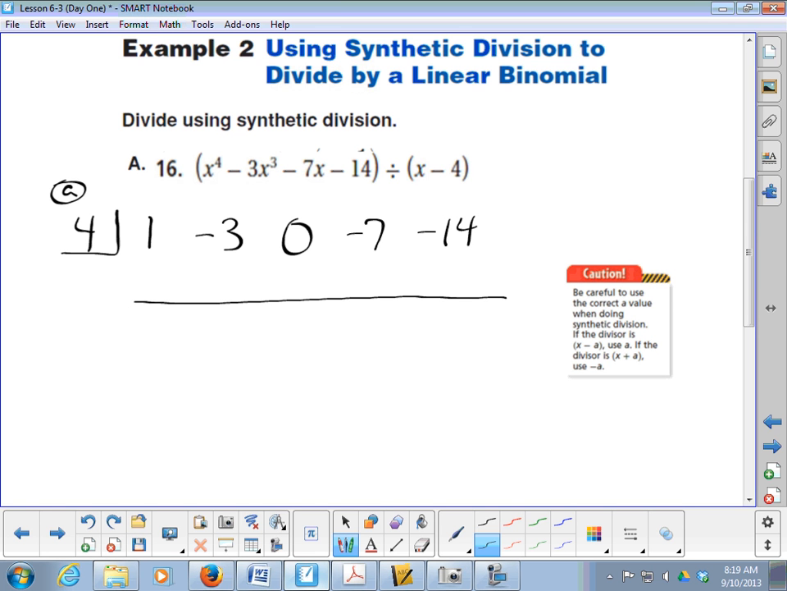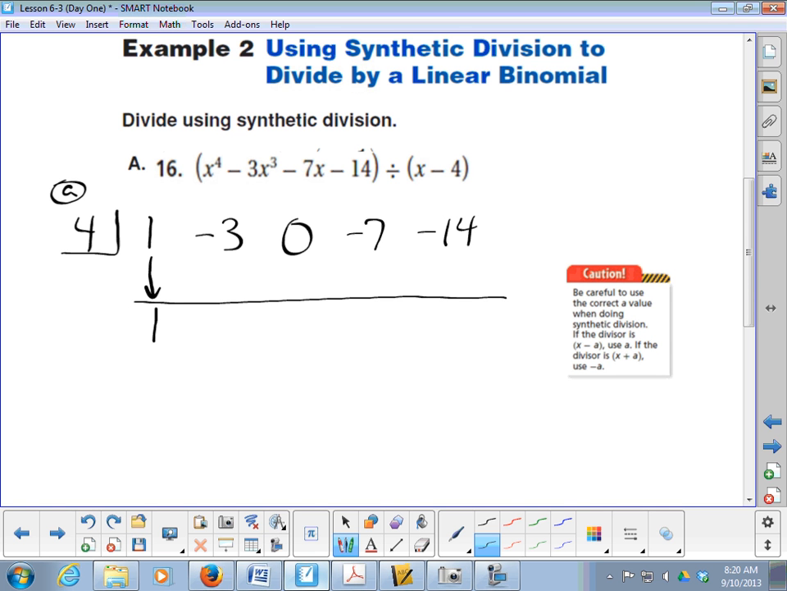In the long division that we did, when we had 1x to the 4th here, we were always going to end up with 1x cubed as the first term of our answer. So in synthetic division, we're going to take this number and bring it down underneath that line. Because when I take x to the 4th and divide by x, what do I get? x cubed. So I'm going to have 1x cubed when I'm done here.